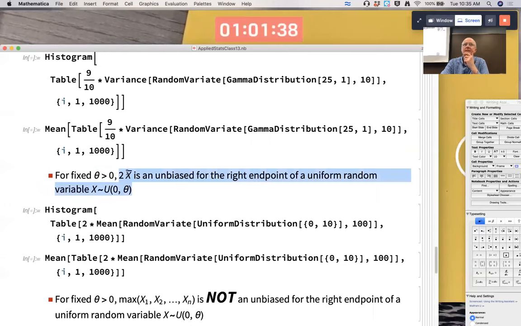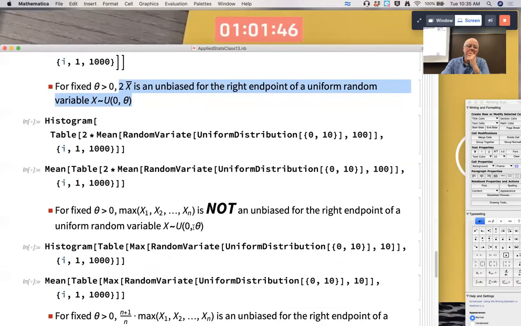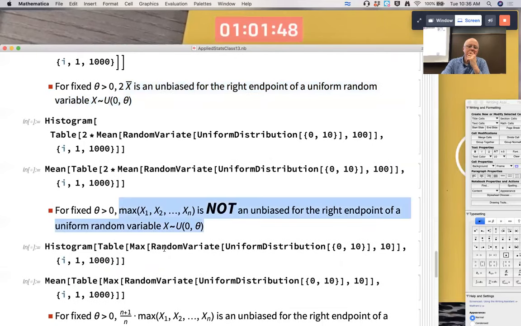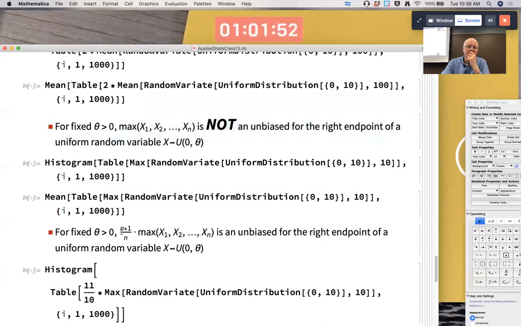It's a fact to know for the test, including the in-class. You can put it on your note card, it's fine. This again is not unbiased, but this one is unbiased, like I just mentioned a minute ago.